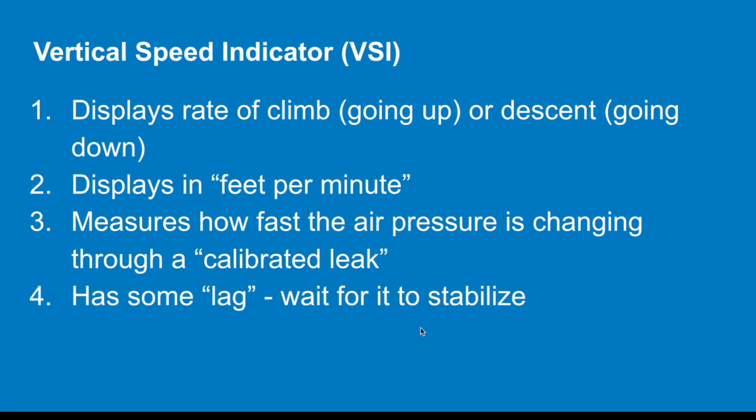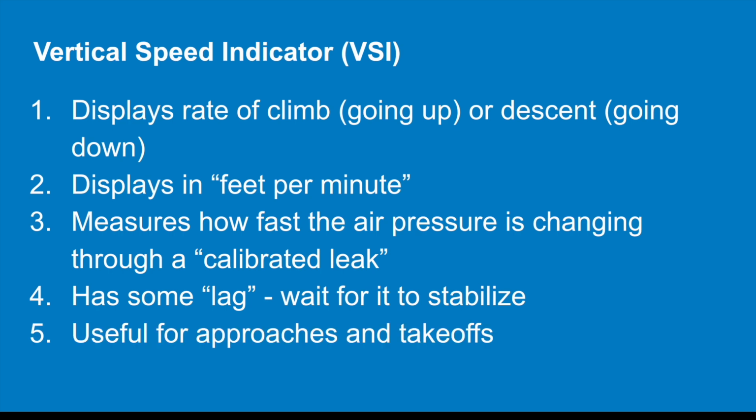Number 4, it has some lag, meaning you have to wait for it to stabilize. If it says 1,000 and it just moved there, just give it a second. It might need to stabilize a little bit. It's letting the air out of the calibrated leak or letting some air in. Number 5, it's very useful for approaches and takeoffs, also climbing en route and descending en route.